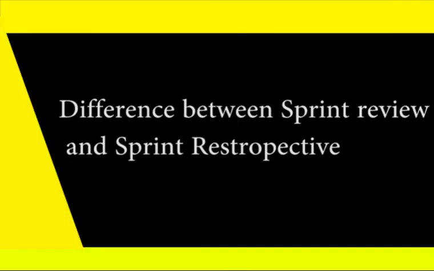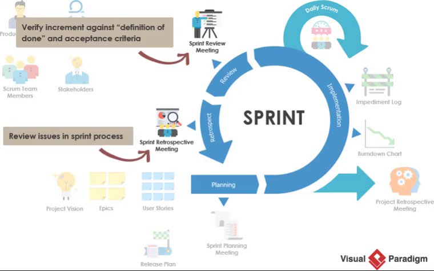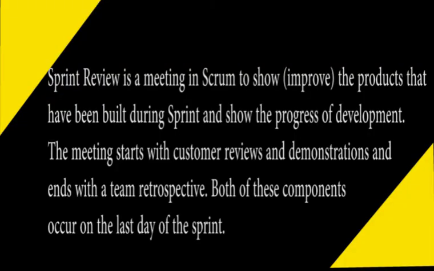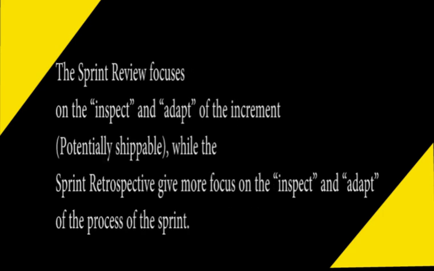Difference between sprint review and sprint retrospective. Sprint review is a meeting in Scrum to show and improve the products that have been built during the sprint and show the progress of development. The meeting starts with customer reviews and demonstrations and ends with a team retrospective. Both of these components occur on the last day of the sprint. The sprint review focuses on inspecting and adapting the potentially shippable increment, while the sprint retrospective focuses more on inspecting and adapting the process of the sprint.